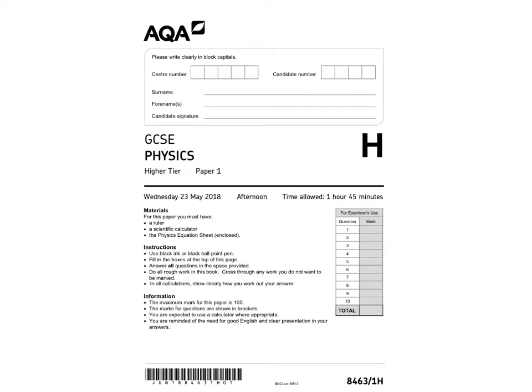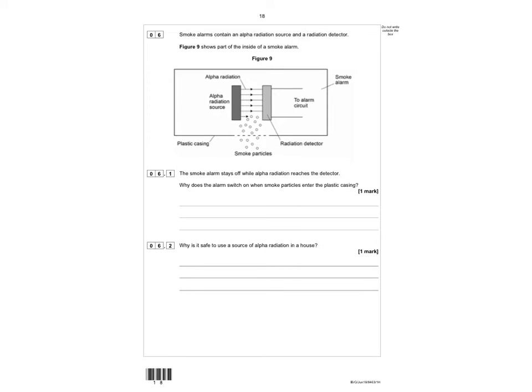Hello, this video will go through the Physics Higher Tier Paper 1 from May 2018 and question number 6. As ever, press start and stop as the video goes on, working at your own pace. So let's get started. Question 6.